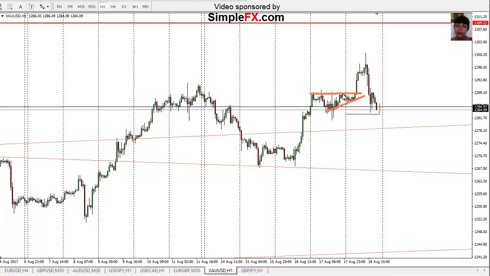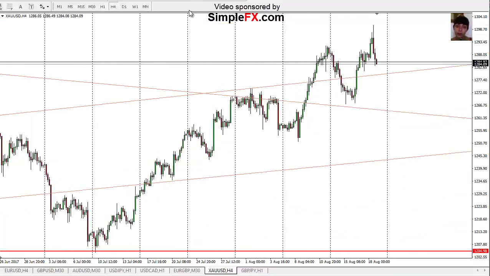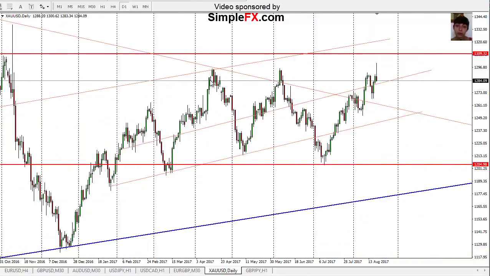So for this week, I still have all the levels, and I can see that it could possibly go back to this level again and sit around it before the news coming out. I'm showing you the daily picture, so you can see that it does look like a double top, which shows that possibly it might turn around, right?